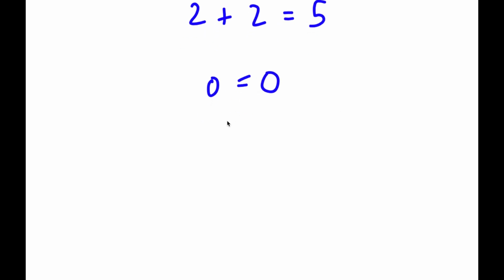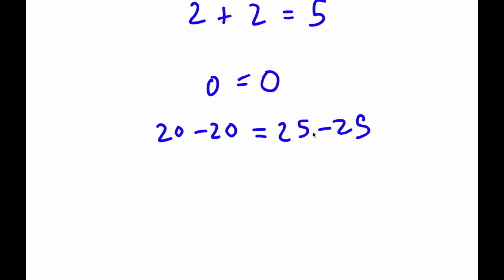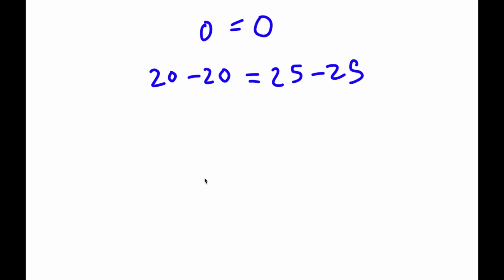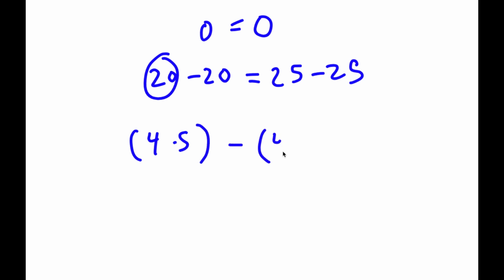Now, for my left-hand side, I'm going to rewrite the 0 as 20 minus 20 because anything minus itself is 0. And now for my right-hand side, I'm going to rewrite the 0 as 25 minus 25. And this is obviously legal because 20 minus 20 is 0, 25 minus 25 is 0. Now, 20 here is equal to 4 times 5. So now I can rewrite 20 as 4 times 5 minus, again, 20 I can rewrite as 4 times 5.